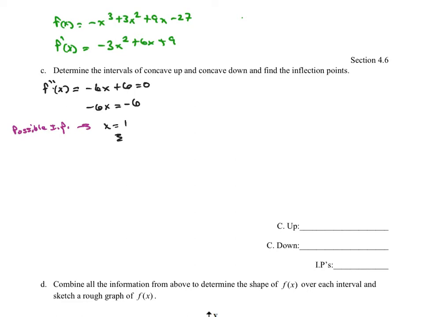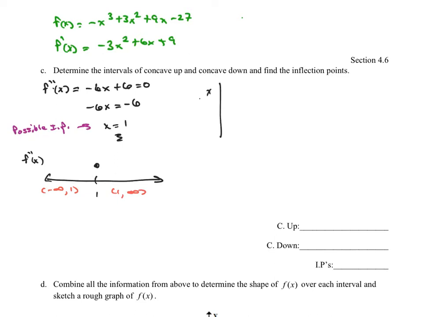The only way we know whether it's an inflection point or not is we look at that number line. So here's x equals 1. We know our second derivative is equal to 0 when x equals 1. So the idea is, what is it in the first interval? Well, that's negative infinity to 1. And what is it in the second interval? That's 1 to infinity. What are we going to do? Let's do the sign chart.